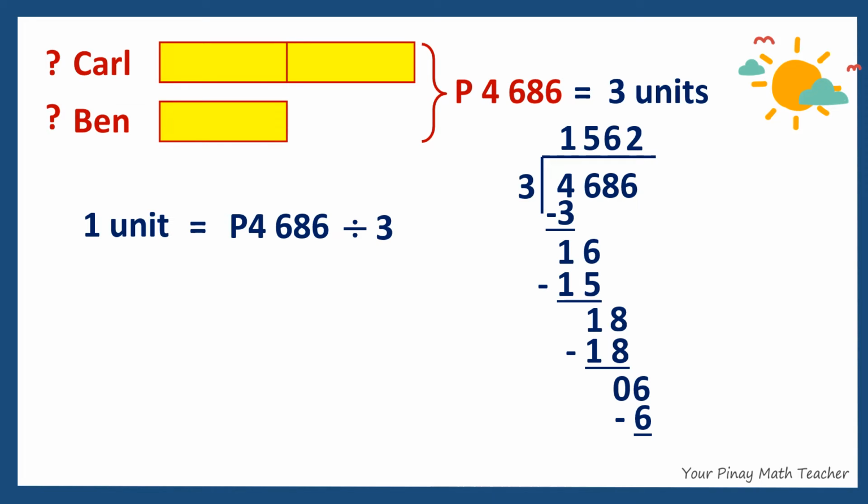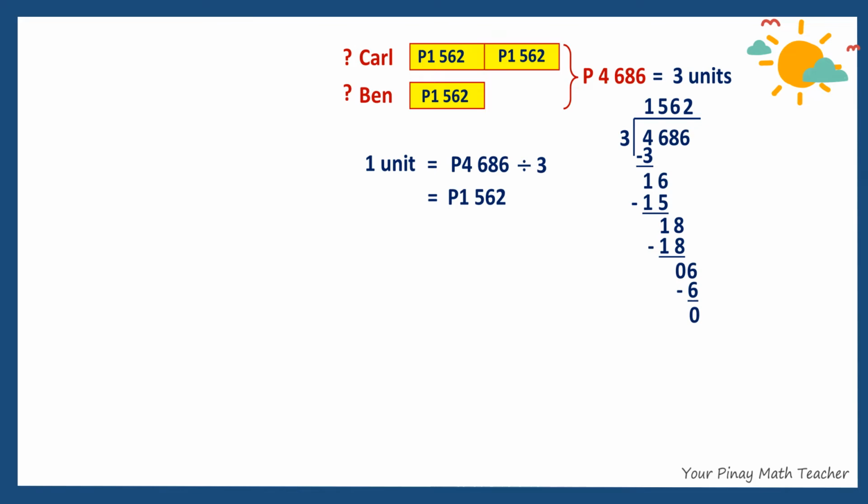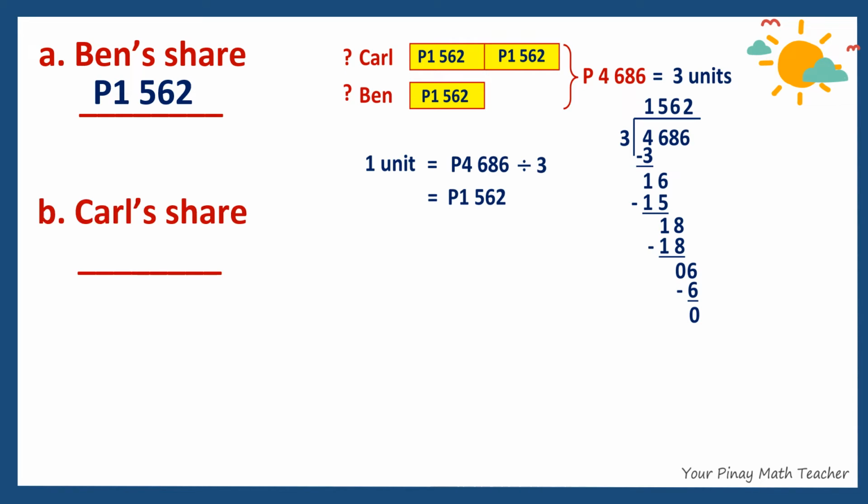So 4,686 divided by 3, we get 1,562 pesos. It means that each of the blocks is 1,562. So how much is Ben's share? Since Ben has only 1 block, then Ben's share is 1,562 pesos. How about Carl's share?